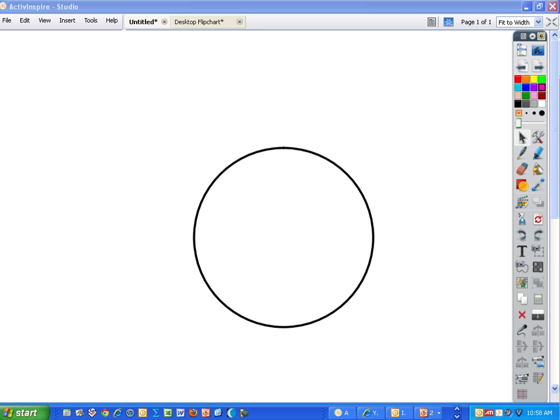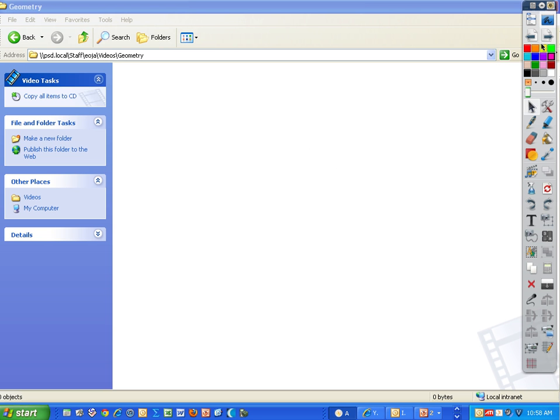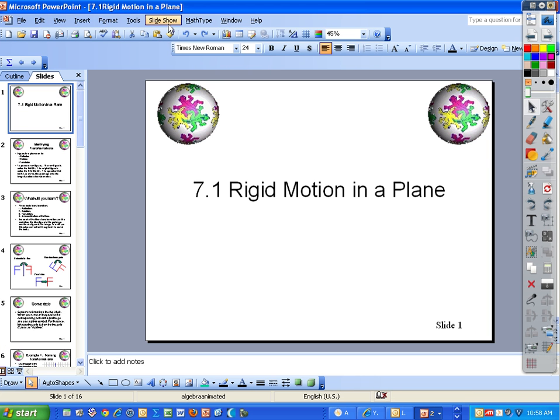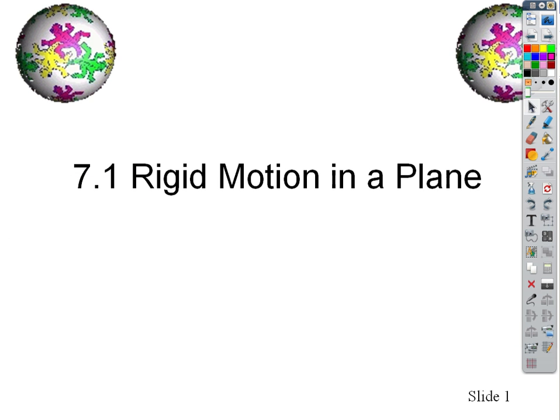All right, so the topic technically is this: rigid motion in a plane. That's what we're going to talk about. But maybe I'll preface this a little bit by talking about why this is important. What does this stuff do for us?